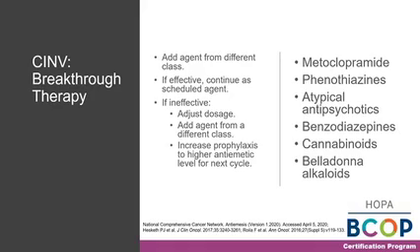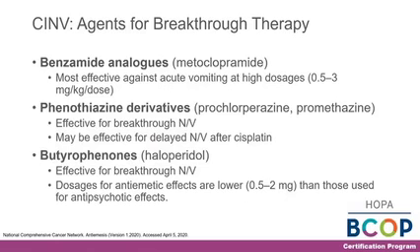If it's not effective, you can try to adjust the dose if you've not yet optimized it, or add an agent from a different class. It's always important to remember that for the patient's next chemotherapy cycle, their antiemetic prophylaxis should be escalated to the next risk level. A variety of agents can be utilized in the breakthrough setting, so let's discuss those in a little bit more detail. The first of which is metoclopramide.